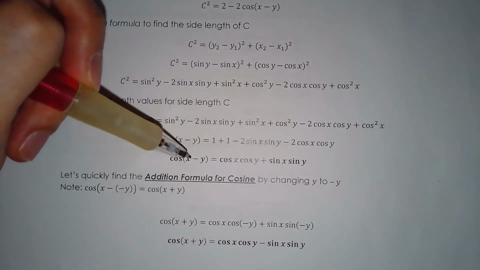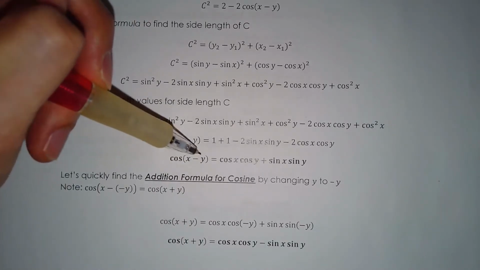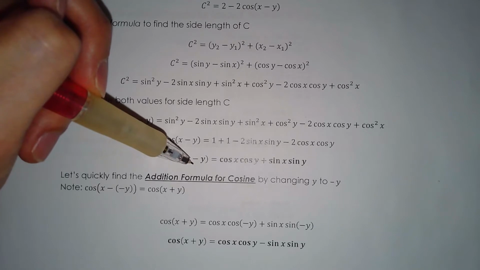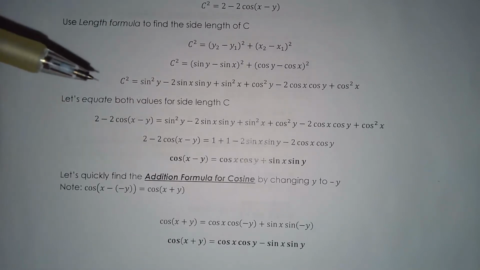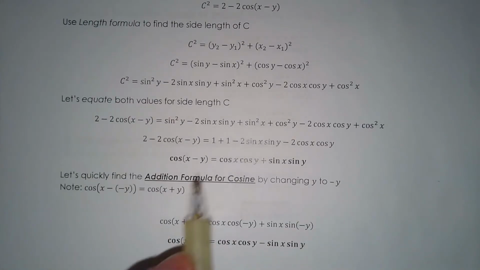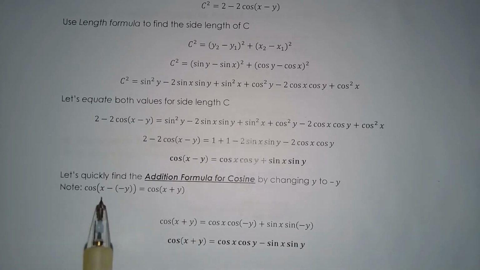Alright, so from the subtraction formula for cosine, you can actually generate the addition formula for cosine. All you have to do is replace minus y with plus y. Right? Now how do you do that? You let y equal negative y, because if you subtract by negative y, you end up with adding by y. Okay, so one more time, cos of x minus negative y is equal to cos of x plus y. So that's why here, instead of y, we replace it with negative y.